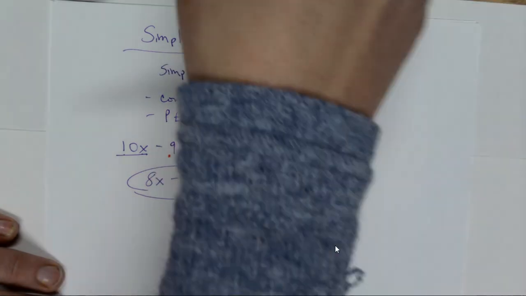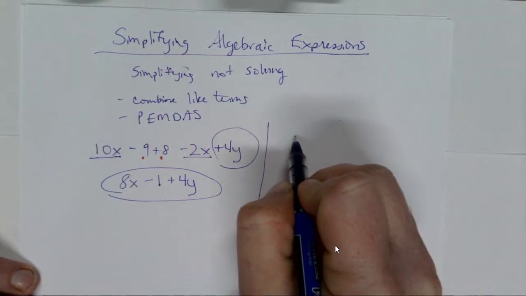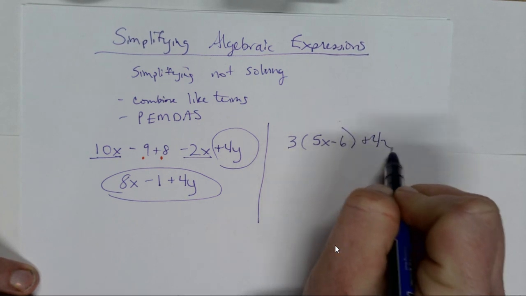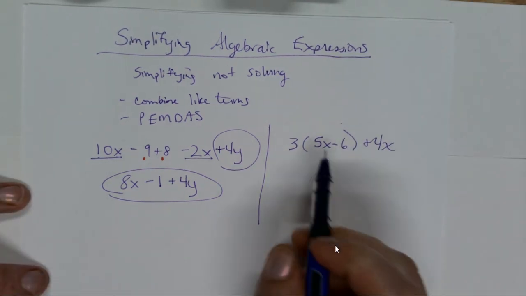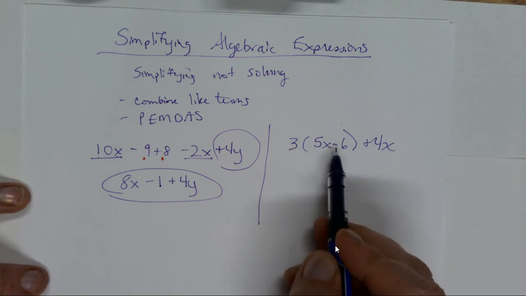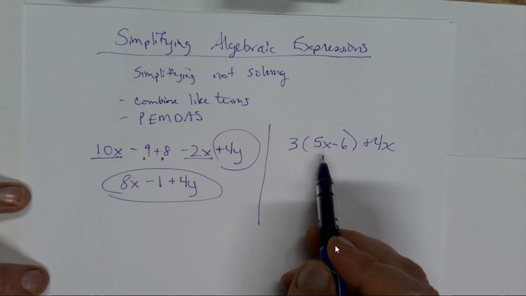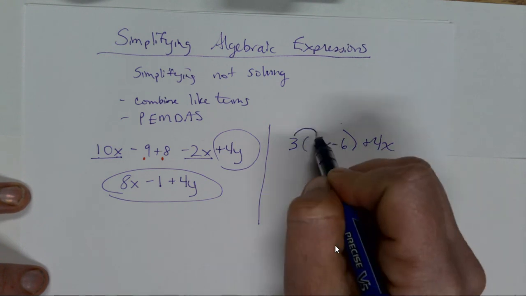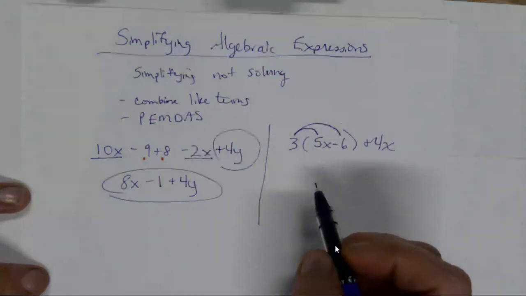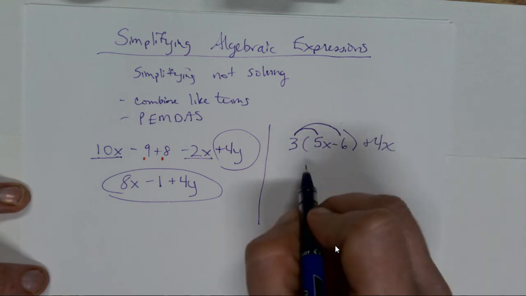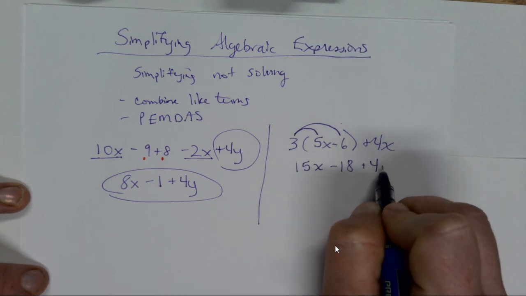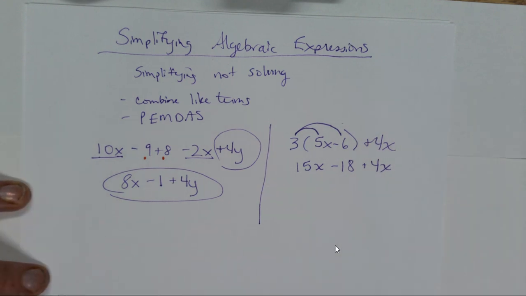So next example, if we have something a little more complex, we'll bring in our good old friend, the distributive property. Remember, the parentheses mean that this is 3 times the entire thing in here. You need to multiply it by everything in the parentheses. So you go 3 times the 5x and 3 times the negative 6. That's what the parentheses are telling you to do, multiply this by everything inside of here. So we get 15x minus 18 plus 4x. That's the first step. Get rid of your parentheses.